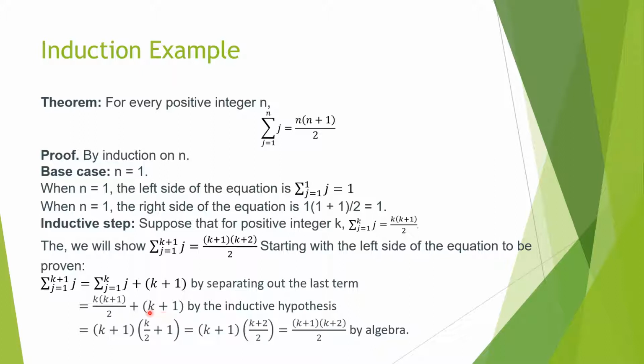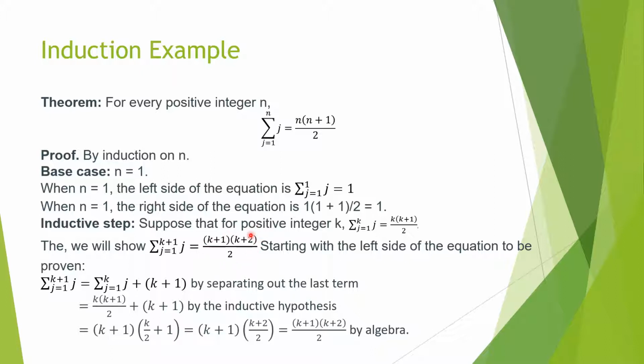And then after that, since both of these terms have a k plus 1 in common, you can factor out k plus 1, and the remaining parts would be k divided by 2 plus 1. You can get a common denominator for these two terms that are added together, and then you get k plus 2 divided by 2 in the second parenthesis of this expression.